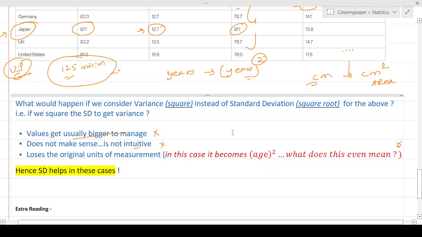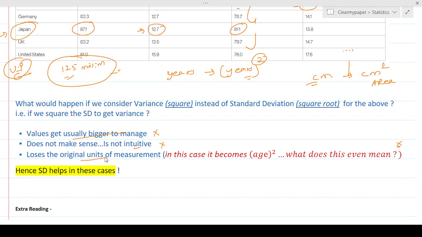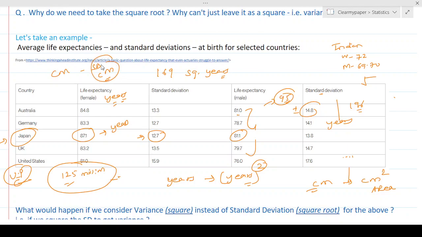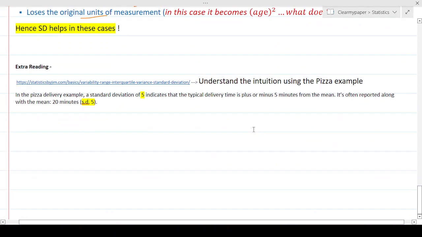And plus, it does not lose the original units of measurement. It is standard deviation, since it's a square root, right? It still retains the original measurement. So the original age was given in years. Standard deviation also will be in years. If the original unit is in centimeters, standard deviation also will be in centimeters. So it retains the original measurement, and therefore no intelligence is lost, and it makes sense also, right? That's kind of what it means in terms of standard deviation.